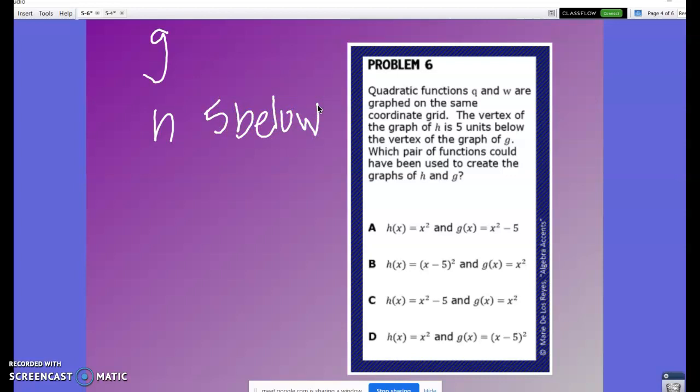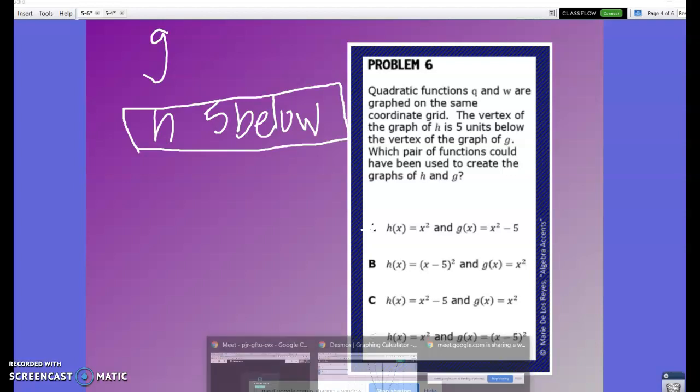Which pair of functions could have been used to create the graphs of H and G? So we know that H needs to be lower than G. So G is going to need to be our parent function since none of them have plus 5. So I'm going to go ahead and cross out A and cross out D because those have G being lower than H.